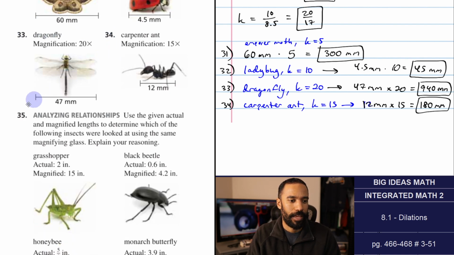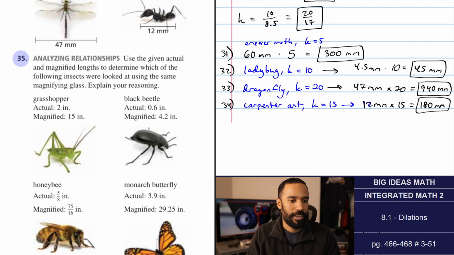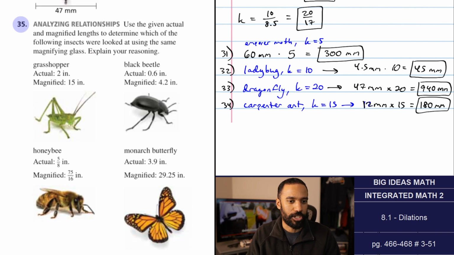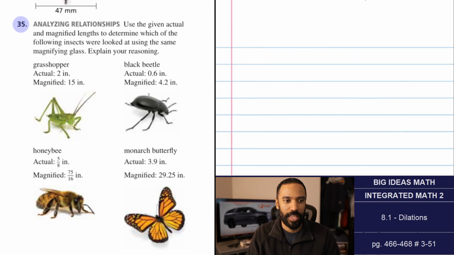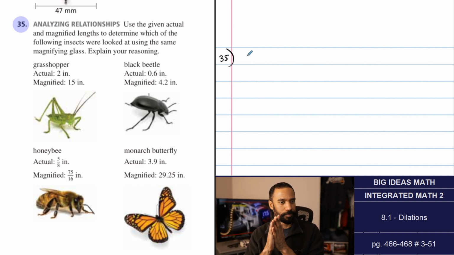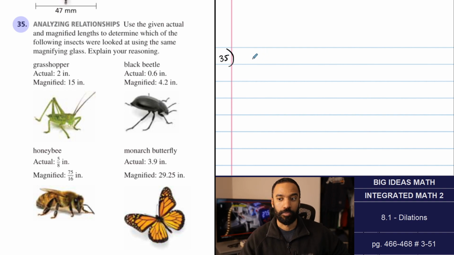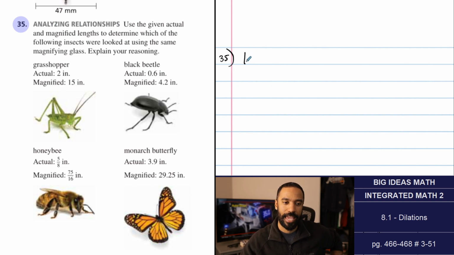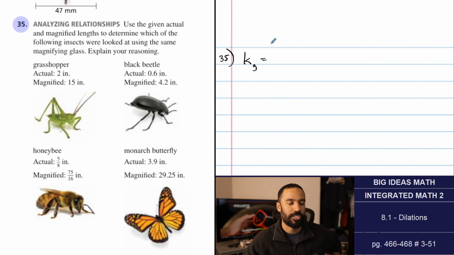Okay. All right. 35. Analyzing relationships. Use the given actual and magnified lengths to determine which of the following insects were looked at using the same magnifying glass. Explain your reasoning. So I'm not going to copy down all the names of these things. I'll write K sub G scale. So what we're doing is comparing scale factors.